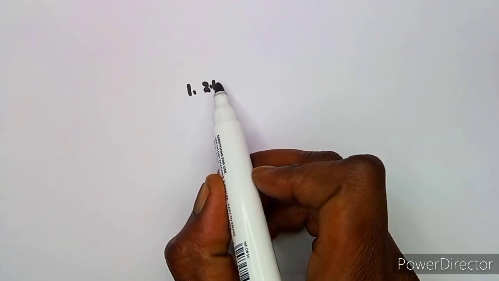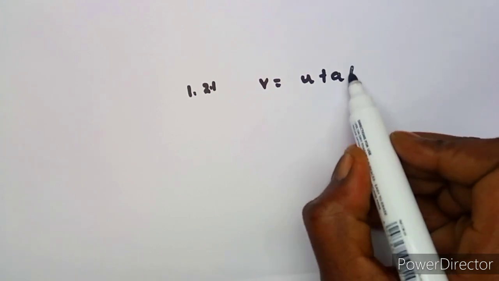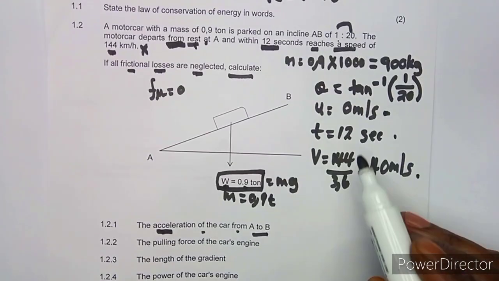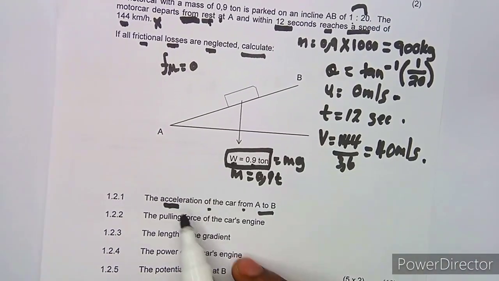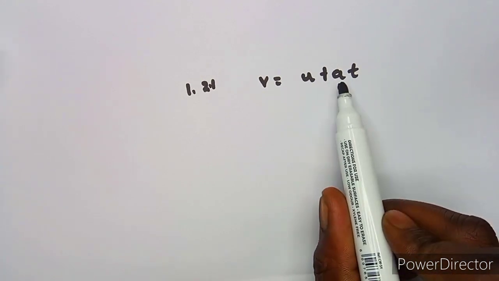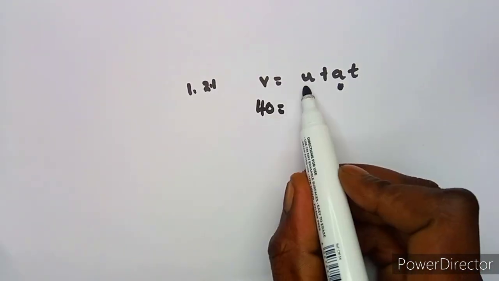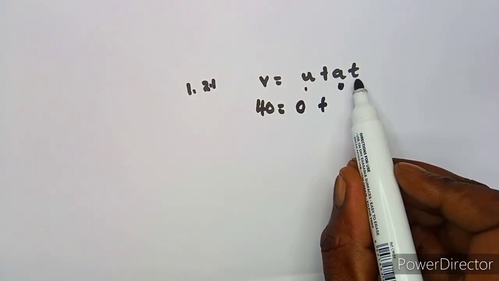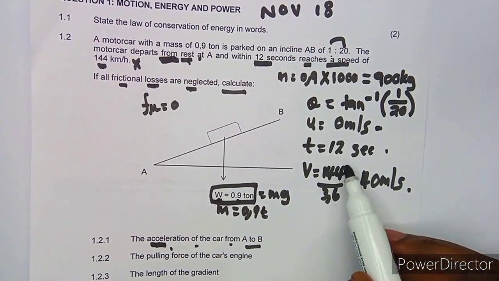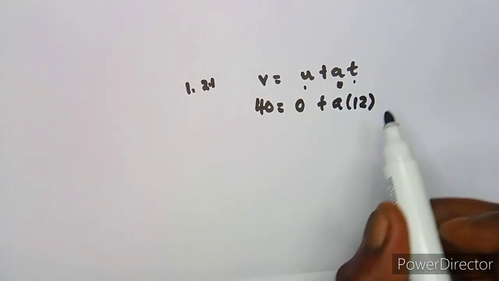So this is 1.21, so I'm going to take this one. V is equal to U plus AT. Since we have got this V is there, U is there, and T is there, and what we only need is the acceleration, which is this A. So I can make the acceleration the subject, or I can just substitute here because I have V, which is 40. So I can substitute 40 is equivalent to U. Remember, our U was 0. So that's 0 plus AT. So we've got AT, which is our T in this case is 12. So it's A times 12, which is the same as 12A.